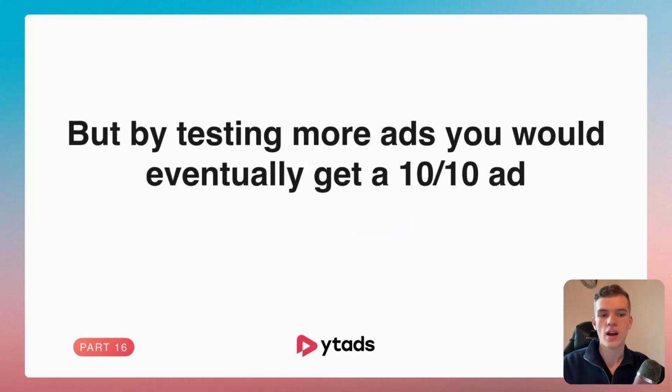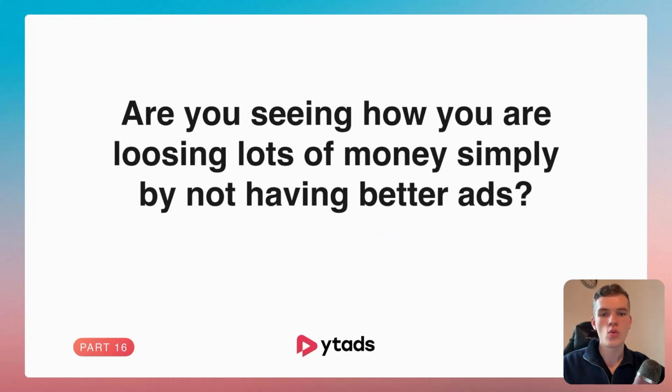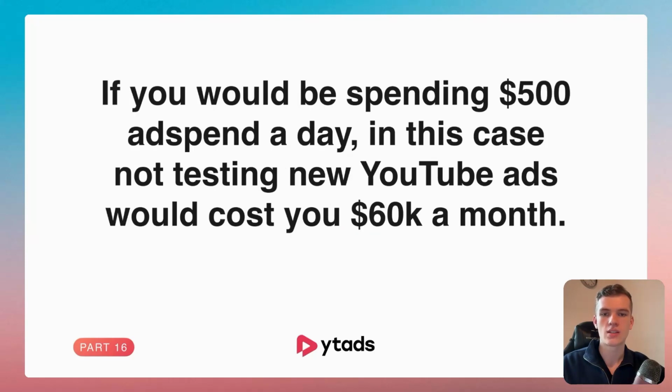You wouldn't be running a 5 out of 10 ad anymore. You would eventually, sooner or later, if you test enough ads, get a 10 out of 10 ad, like that one winning ad. And if we had a 10 out of 10 ad, putting $100 of ad spend into it would not mean only $400 in revenue, it would mean $800 in revenue. So are you seeing how you're losing lots of money simply by not having better ads? Not having better ads makes you lose money exactly in this second right now.